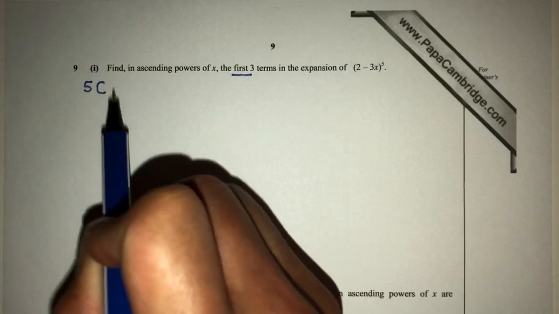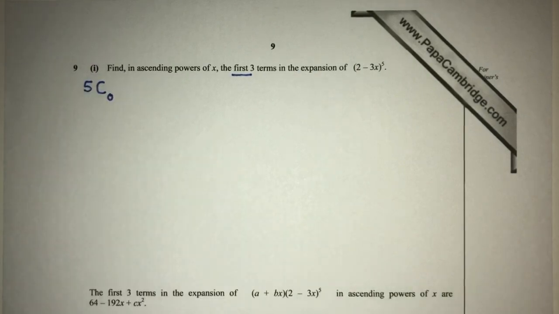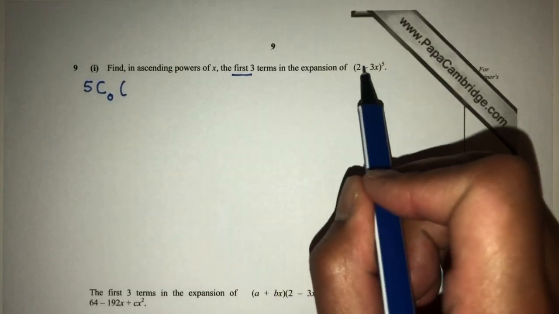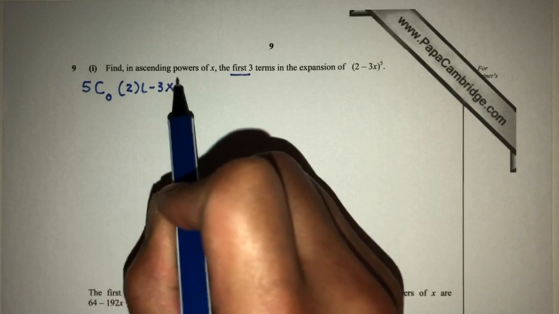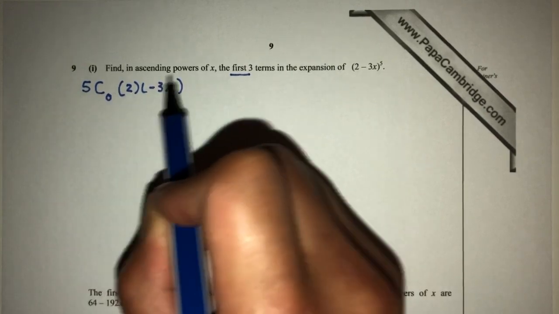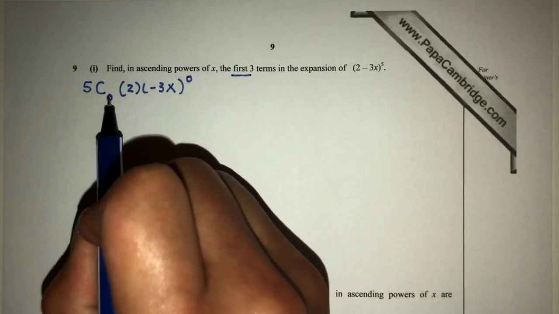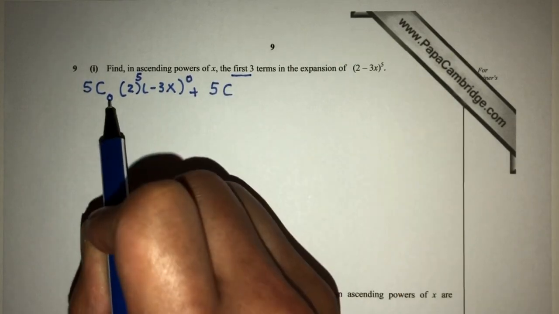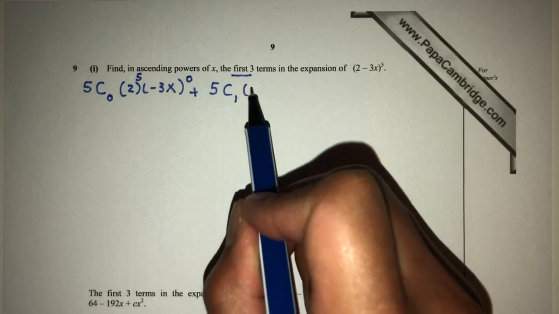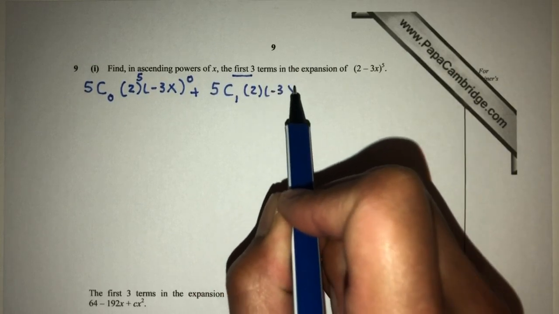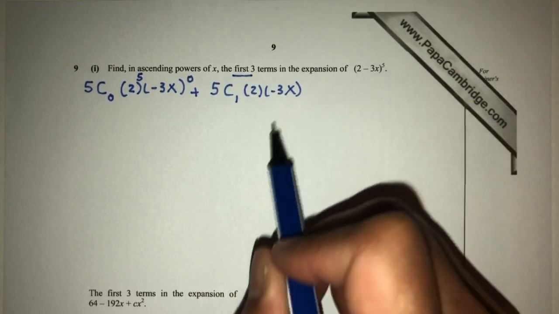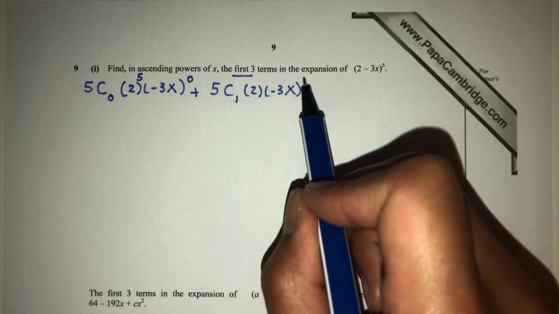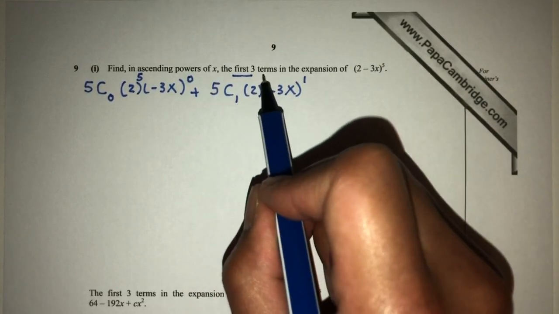The first term will be 5 choose 0. That's the first term. The first term here is 2, and we have minus 3x. So this is 0. This also will be 0. 5 minus 0 is 5. This will be 5. So the next one will be 5 choose 1. After 0 we have 1. This will be 2 and minus 3x, because 2 is here and here we have minus 3x. Now this is 1. This will also be 1. 5 minus 1 is 4.